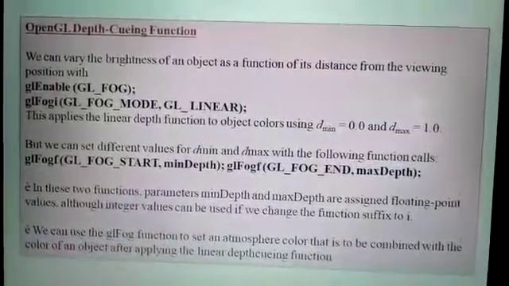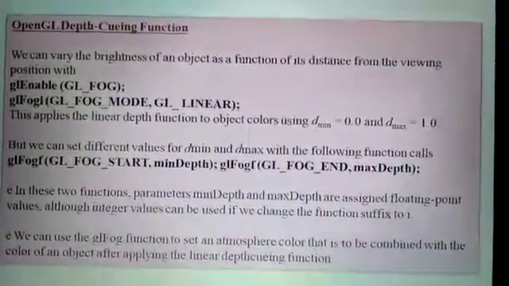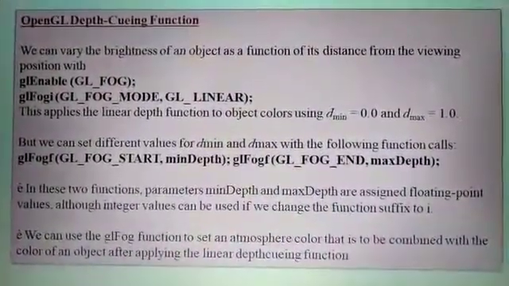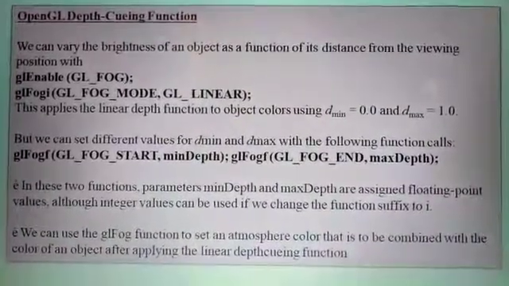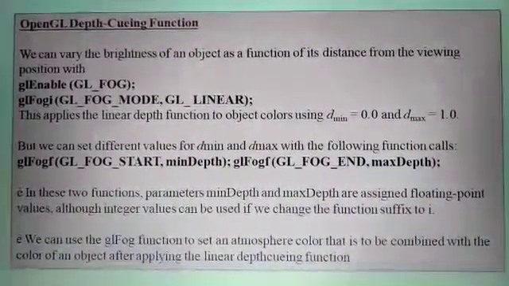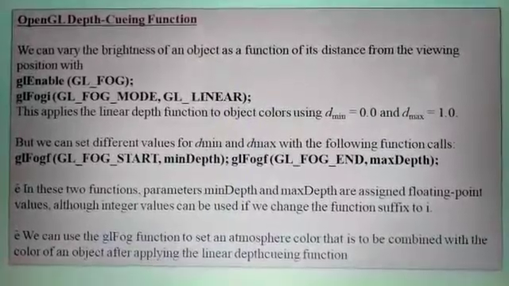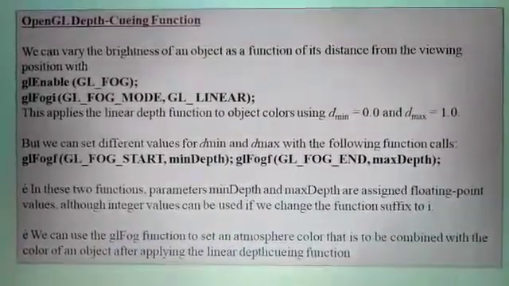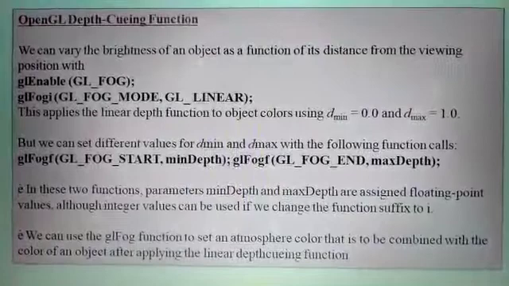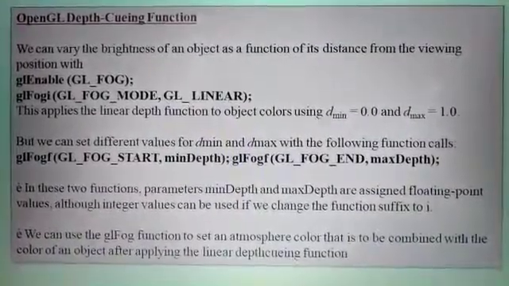We have one more category in OpenGL, which is the depth queuing function, where we can vary the brightness of an object as a function of its distance from the viewing position. That is glEnable GL_FOG, then the fog mode, which mode it will be in, with GL_LINEAR.